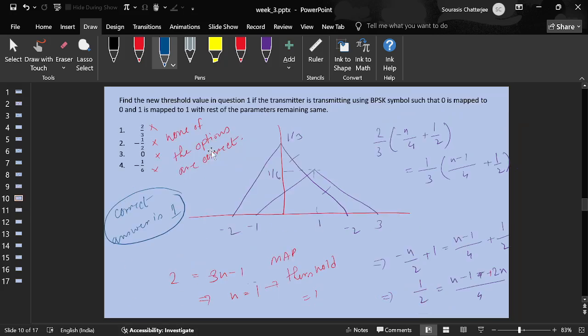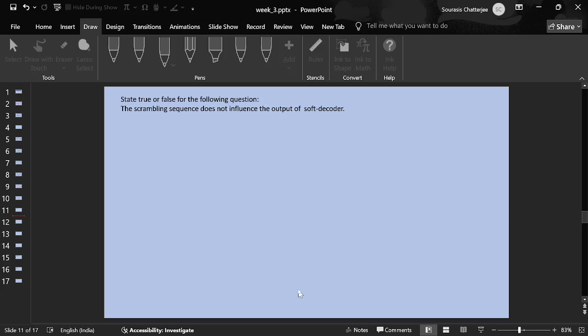Fine. Just a reminder here, none of the options are correct. Your correct option should come out to be 1 only here. So this is a true-false question. The statement is that the scrambling sequence doesn't influence the output of the soft decoder. Before answering this, can one of you point out what is a soft decoder? And if we are saying soft decoder, there should be something called a hard decoder. So what is that really?